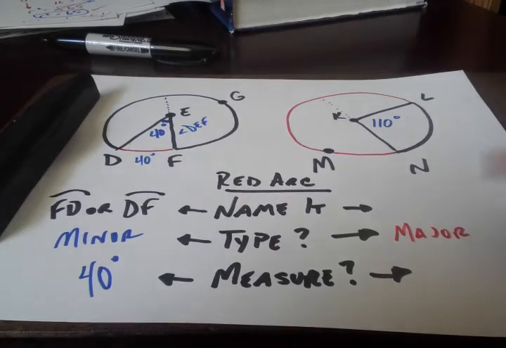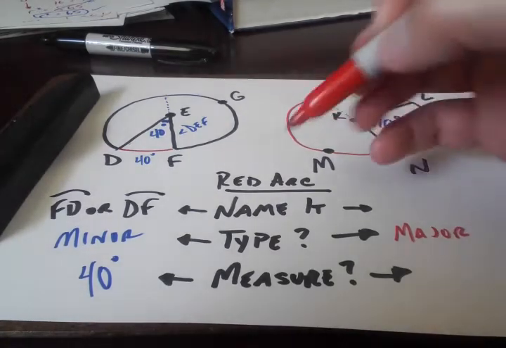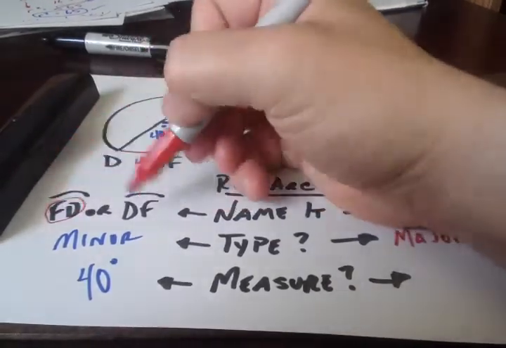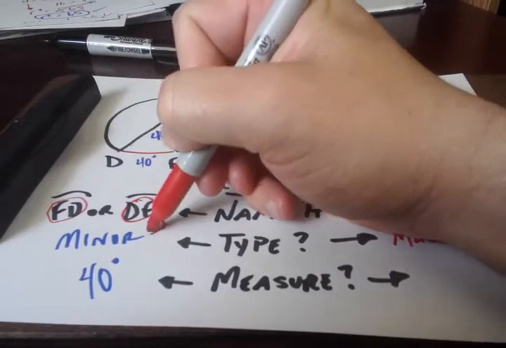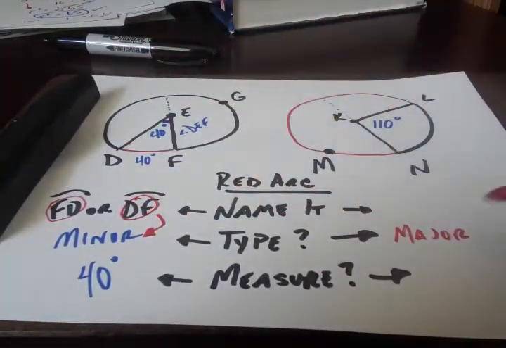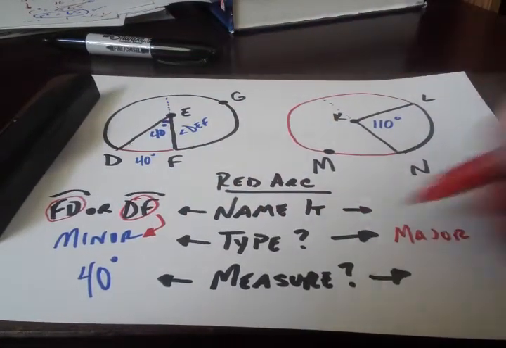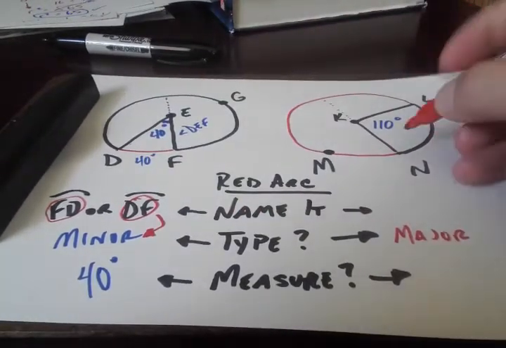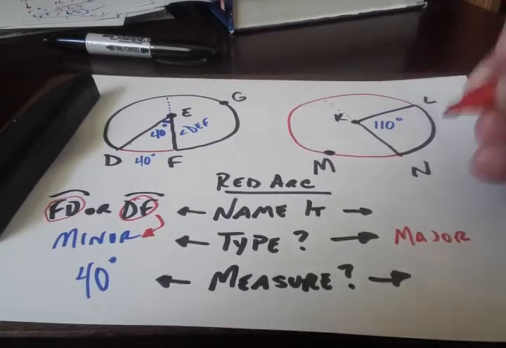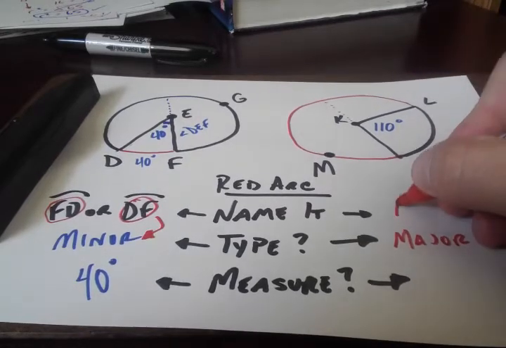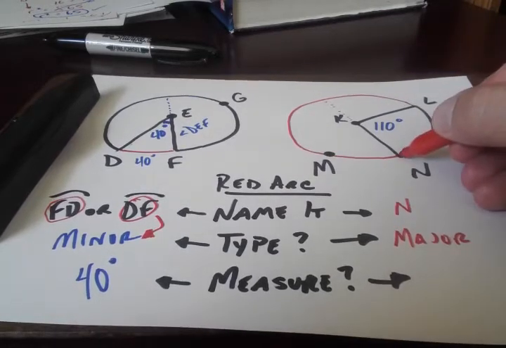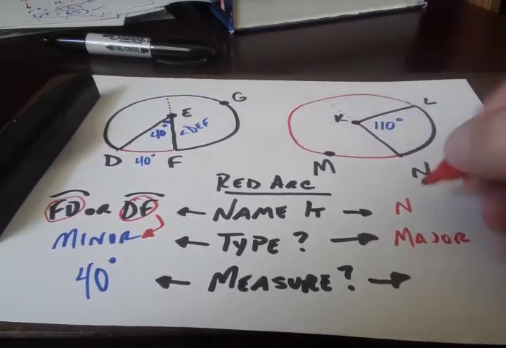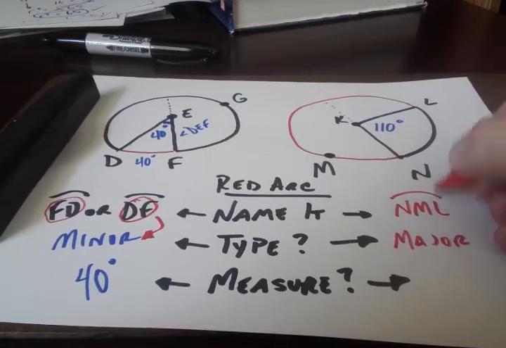Now, the reason I started here first is because we name them differently. Look over here. You see how we have 2 letters for a minor arc? For a major arc, we use 3 letters, and that's an easy way to tell if it's a minor or a major. How many letters does it use? So let's start. We can either start at N or L. Let's start at N. We need 3 points. N, M, L.